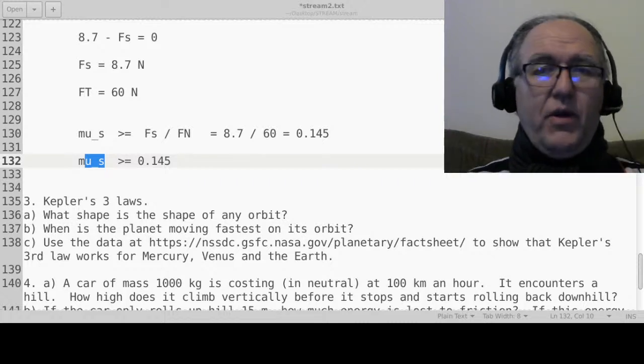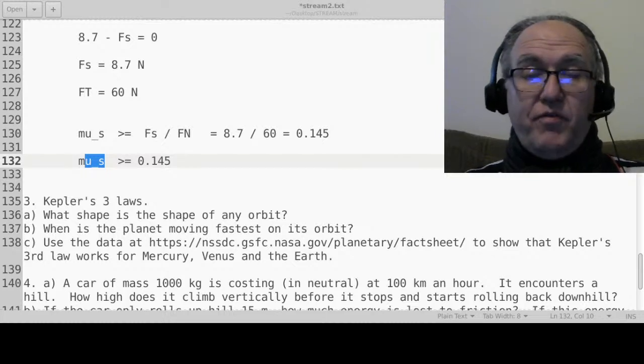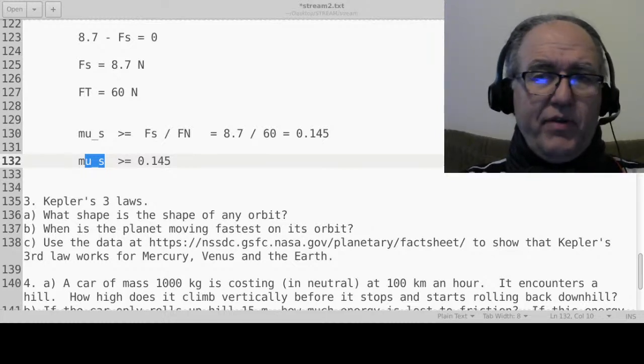Okay. So there you go. That's an application of Newton's 3 laws, along with questions of kinetic and static friction.